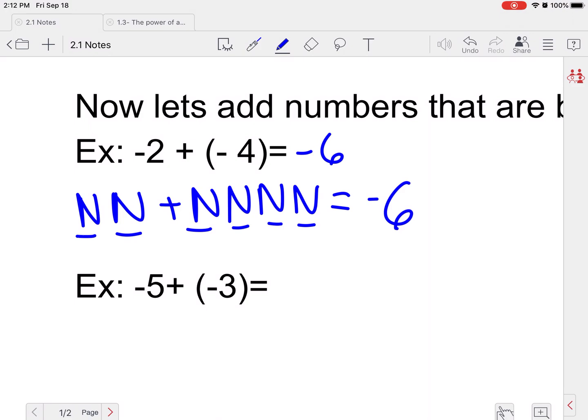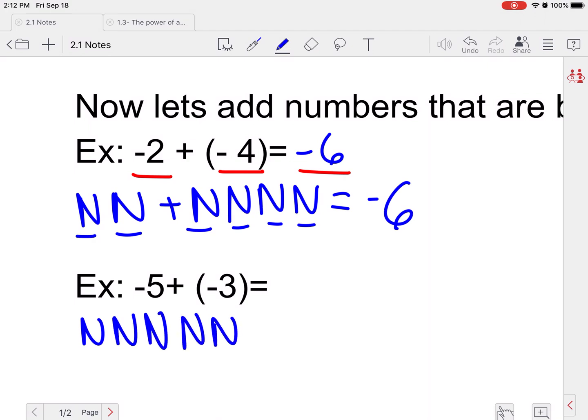So one thing to think about too is like you're spending $2 and then you spend $4. So we're spending a total of $6, so we went into debt because we had no money to start with. Same thing with negative 5 and negative 3. So negative 5 would be 5 n's, 1, 2, 3, 4, 5, plus 3 n's. Would give me a total of 8 n's, and the answer would be negative because it's all n's.